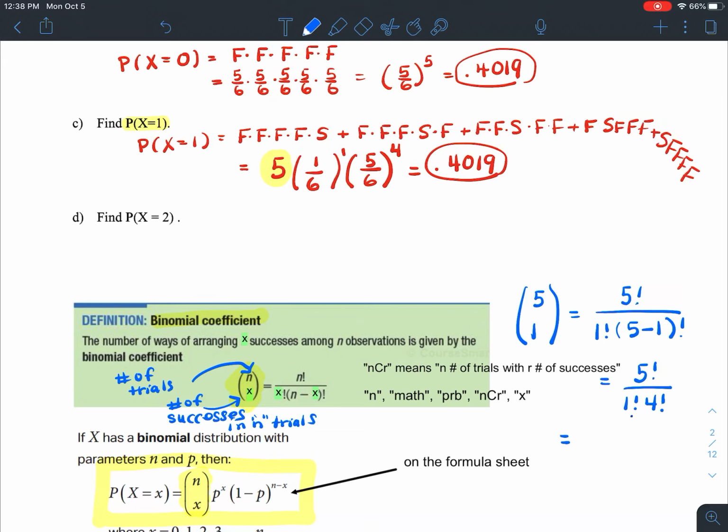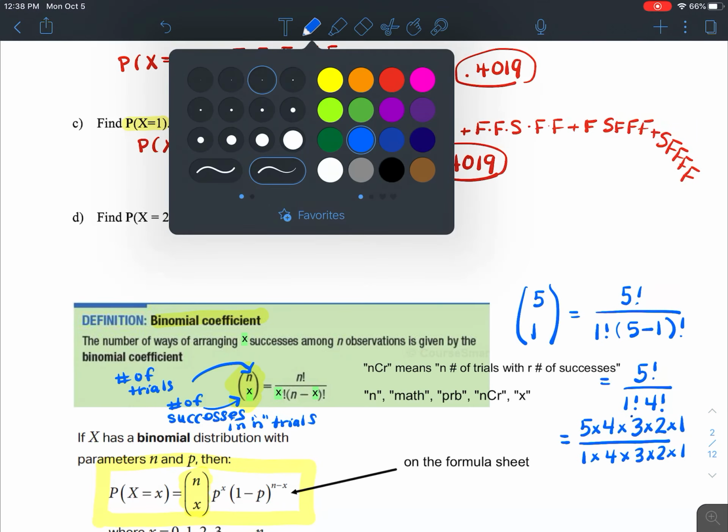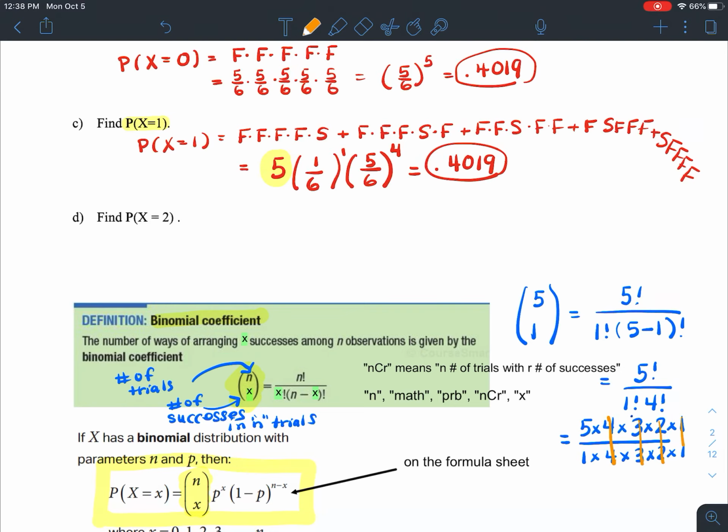What a factorial is in math, it's where you take the number and you keep multiplying it by one number less than it until you get down to 1. So 5 factorial means 5 times 4 times 3 times 2 times 1. 1 factorial is just 1. And then 4 factorial, you can see I have that written there. So if I cancel out those 4 times 3 times 2 times 1 in the numerator and denominator, I'm left with 5, which is the exact number we got up here when I actually wrote out those 5 different combinations.